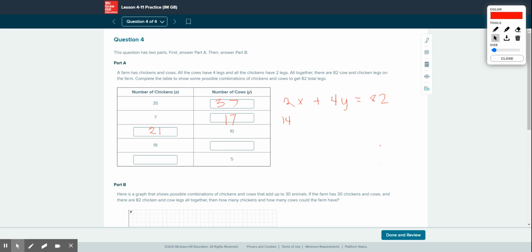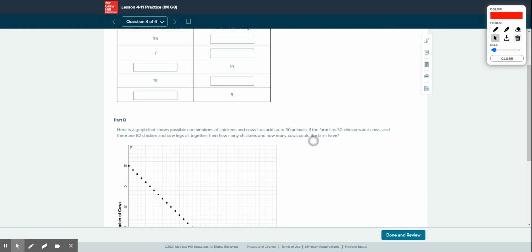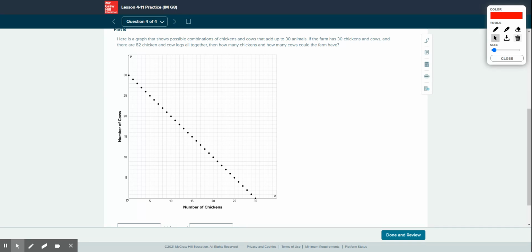Next we need to look at the graph. Here's the graph that shows the possible combinations of chickens and cows that add up to 30 animals. If you were hoping to use this graph to help you with the other one, it may or may not work, but it might help somewhere in there. We want to ask: how many chickens and how many cows are on the farm? If the farm has 30 chickens and cows, and there are 82 chicken and cow legs all together, then how many chickens and how many cows could the farm have?